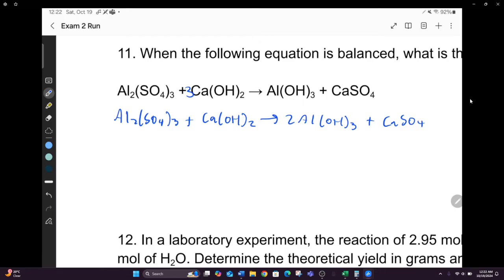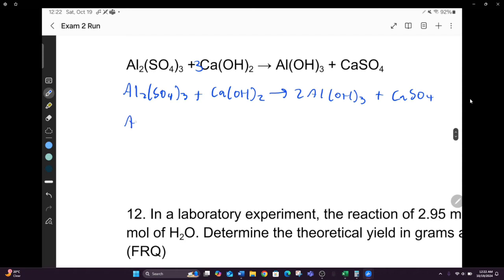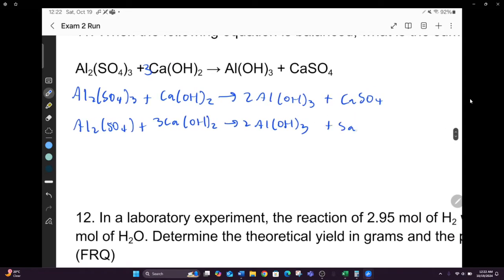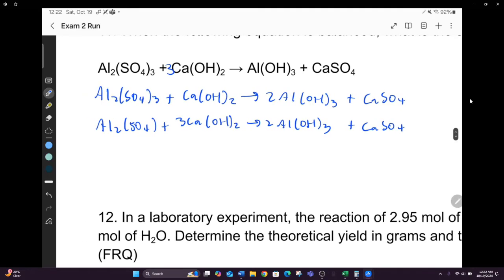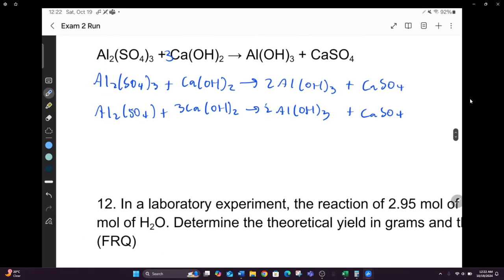That's how I balanced it, at least when I ran through this earlier. So Al2(SO4)3 plus 3Ca(OH)2 goes to 2Al(OH)3 plus CaSO4. Sorry, trying to stay awake.